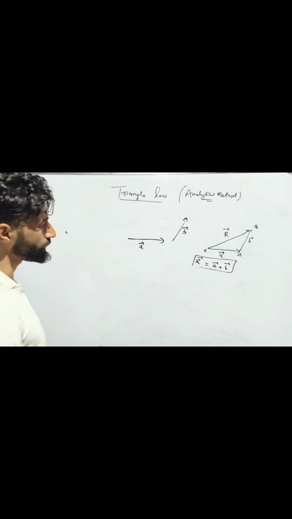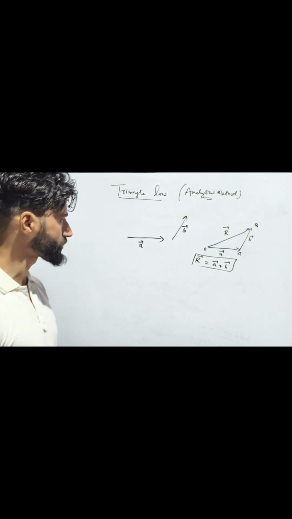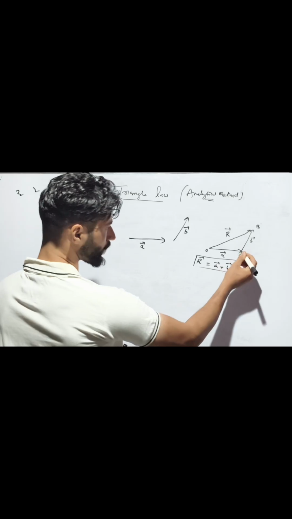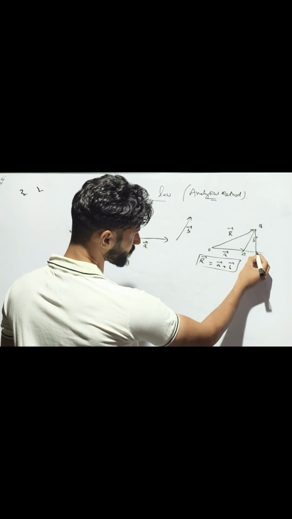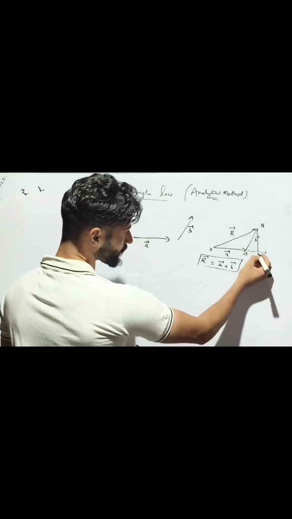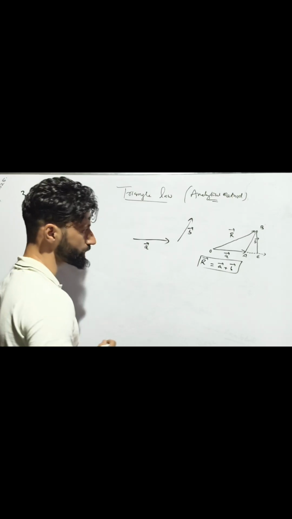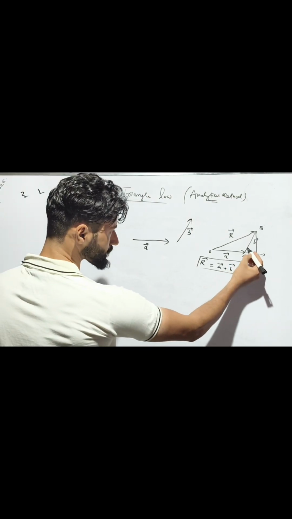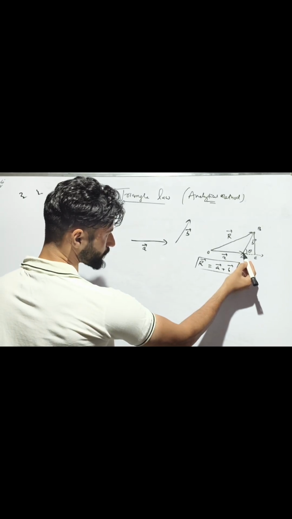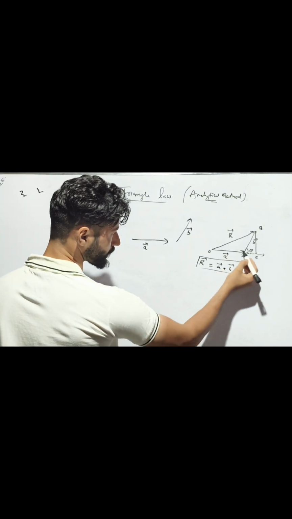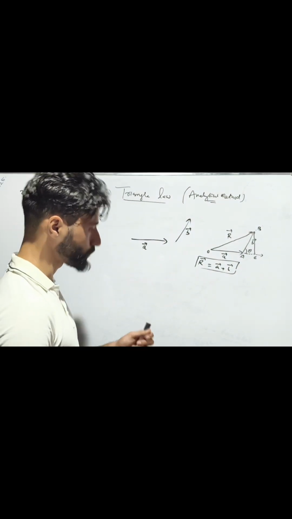Now I will find the magnitude of this resultant vector R, and later also the direction of R. For this I will produce vector A forward, and draw the perpendicular on it. Suppose this point is C. Also, this is the angle between vector A and vector B. The angle is always checked between the two tails. This is the tail of A, and this is the tail of B, so this is angle theta between the two vectors.